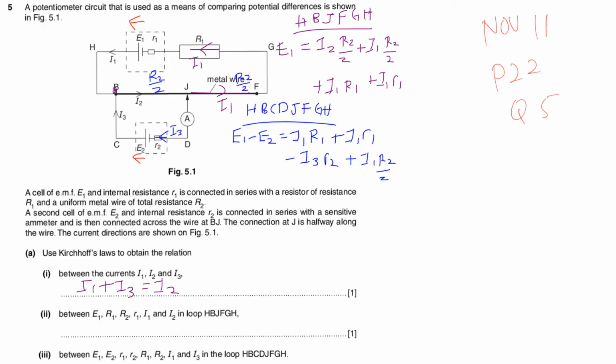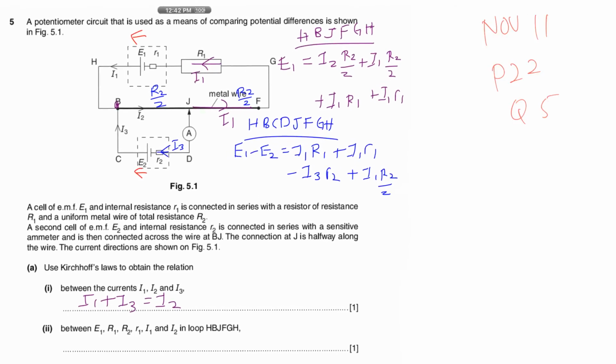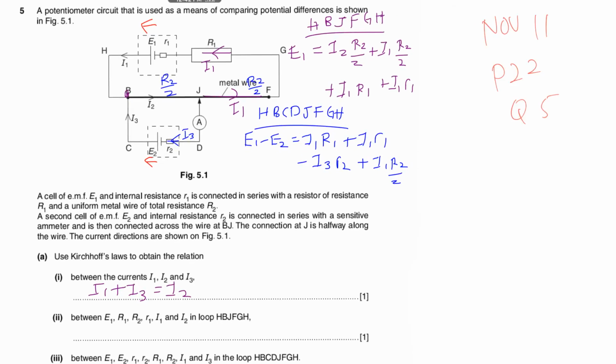Now they told me that the total resistance of the wire is R2, so this is R2. Since BJ is halfway, the connection at J is halfway, so the resistance of this will be half, which is R2 over 2. And this will be R2 over 2. Okay, so let's do this loop, HBJFGH.